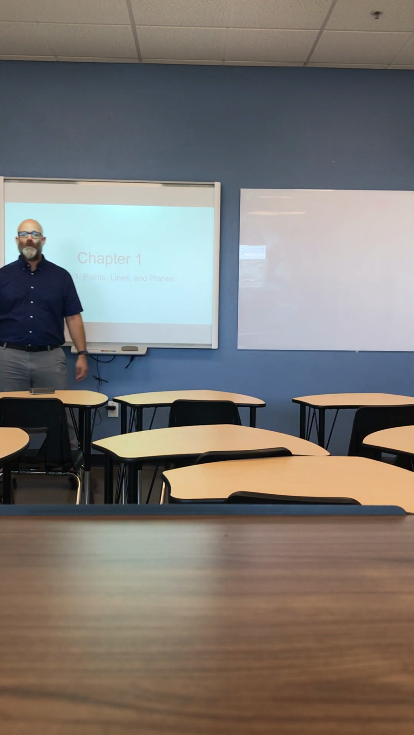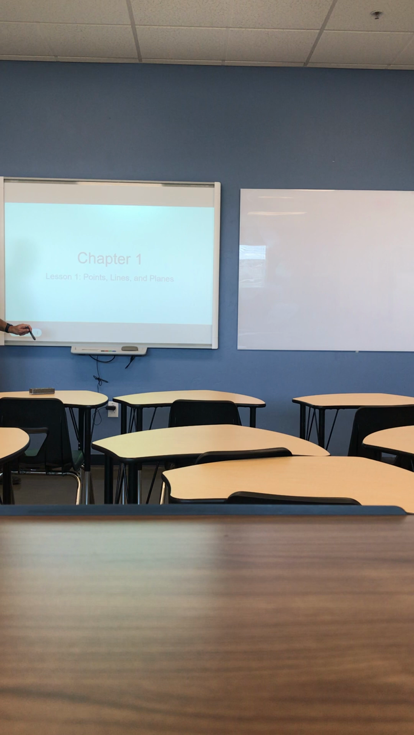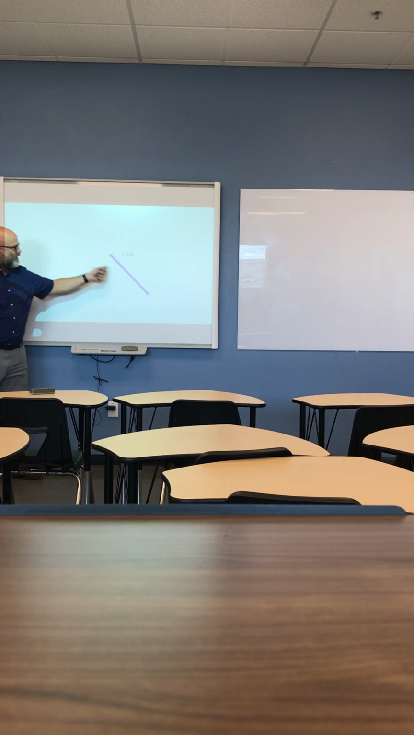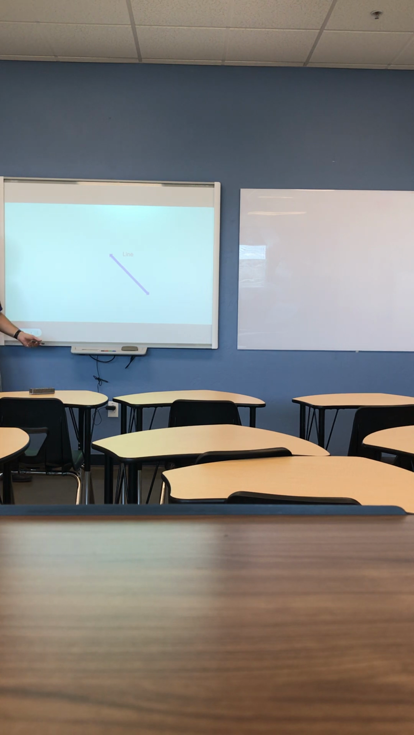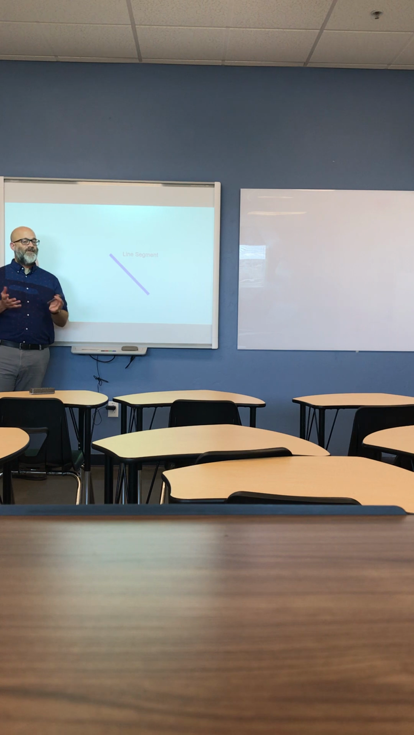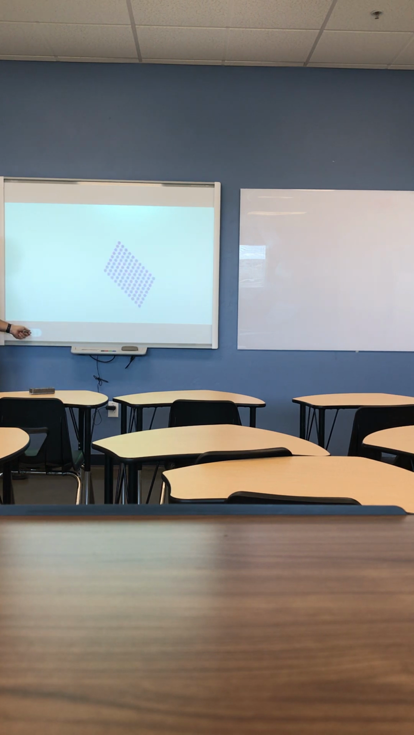Folks, welcome to Chapter 1, Lesson 1, Points, Lines, and Planes. This is a point. If I arrange points as such, I get a line. The arrows at the end indicate that the line goes on forever. However, if there are no arrows at the end, we have a finite line segment.